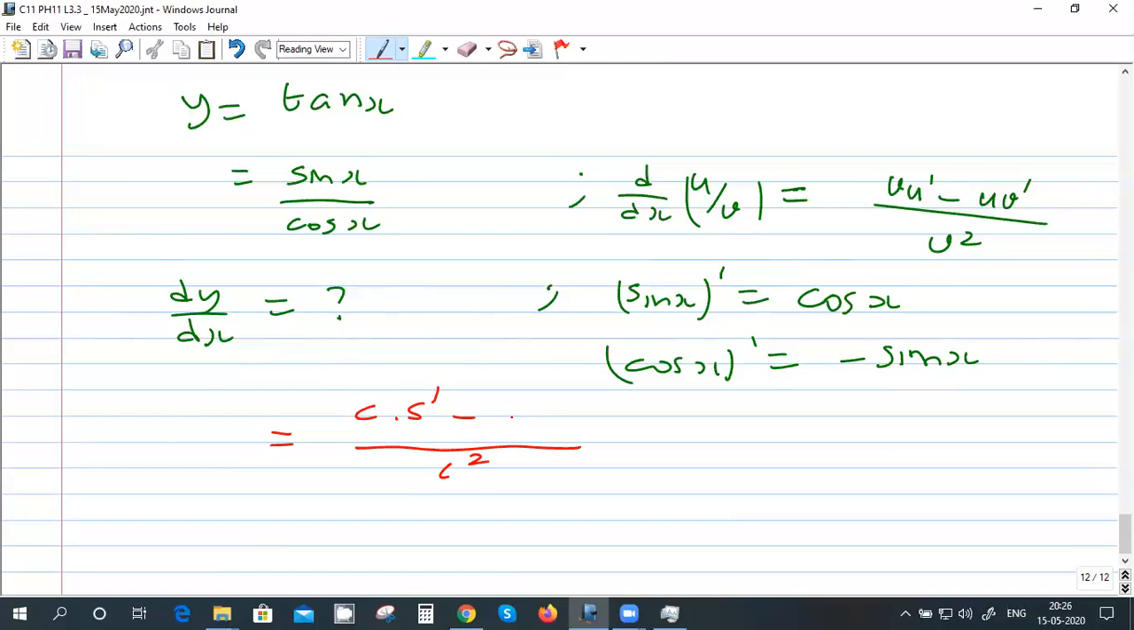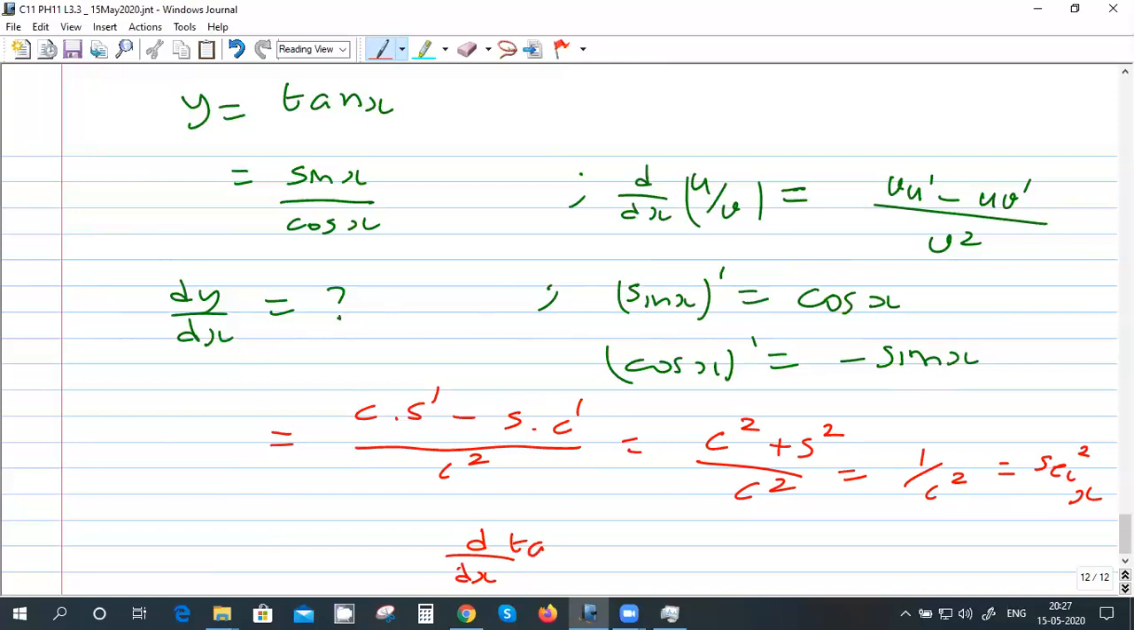Hold on, let me write it. So it is u, sin x, into v dash. v dash is the derivative of cos, which is minus sin. So this is cos into cos, cos square, plus sin square, divided by cos square. So it is 1 by cos square. 1 by cos square is secant square x. So this is the result. The derivative of tan x is secant square x.